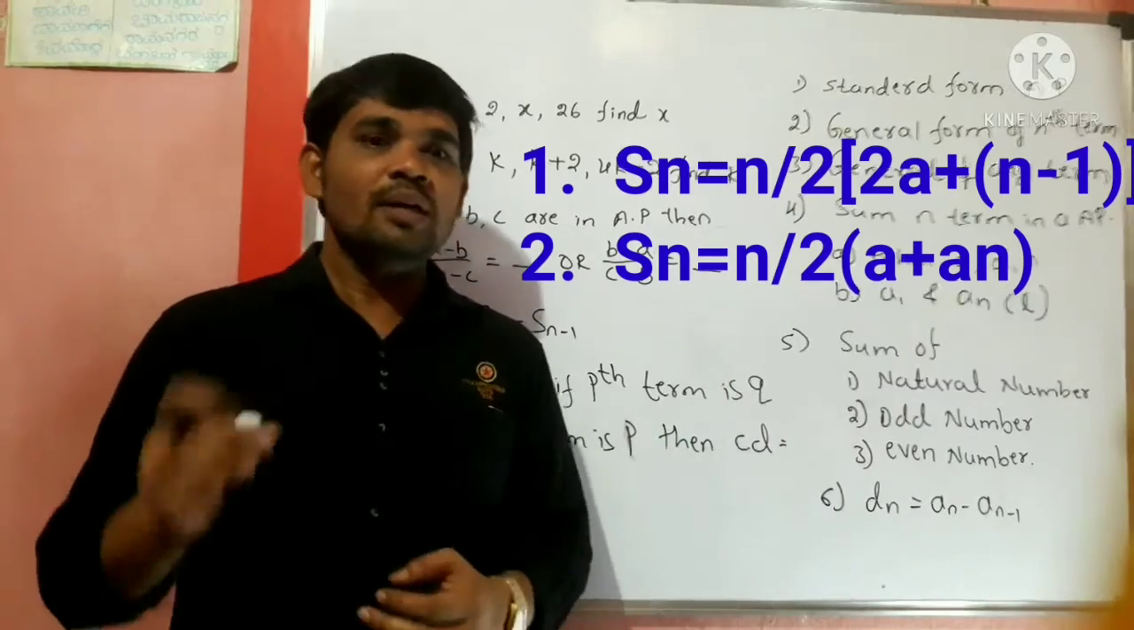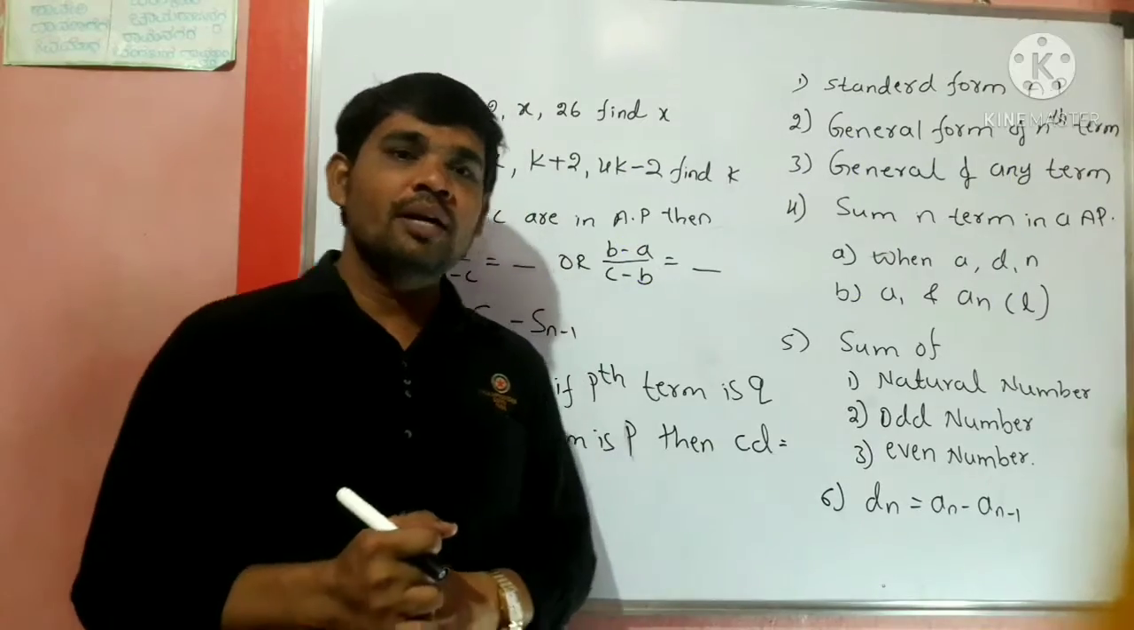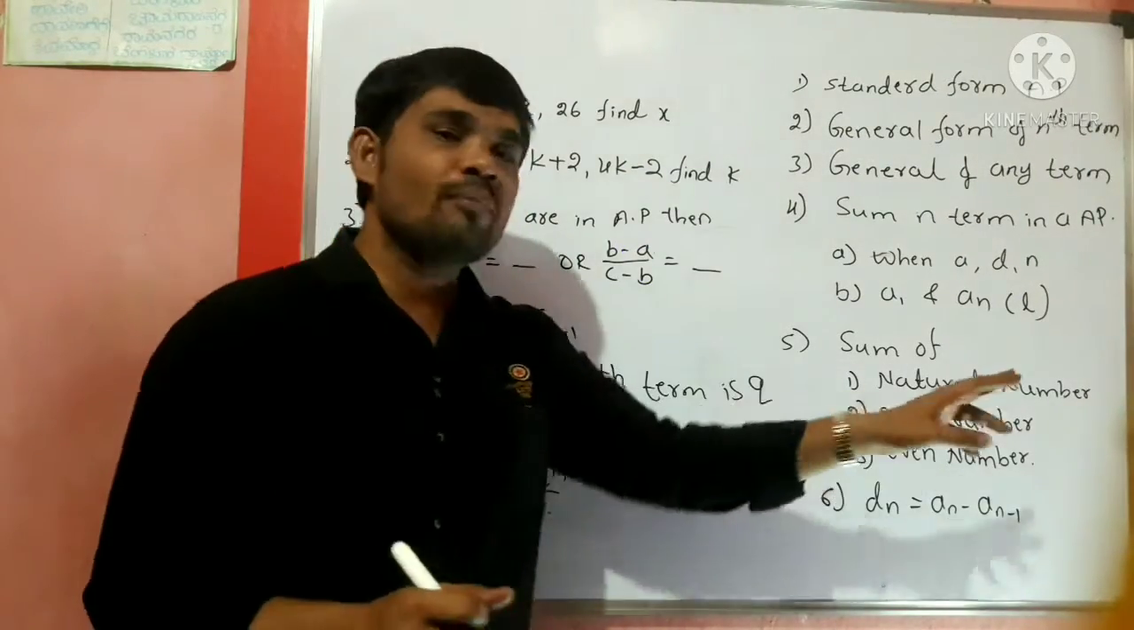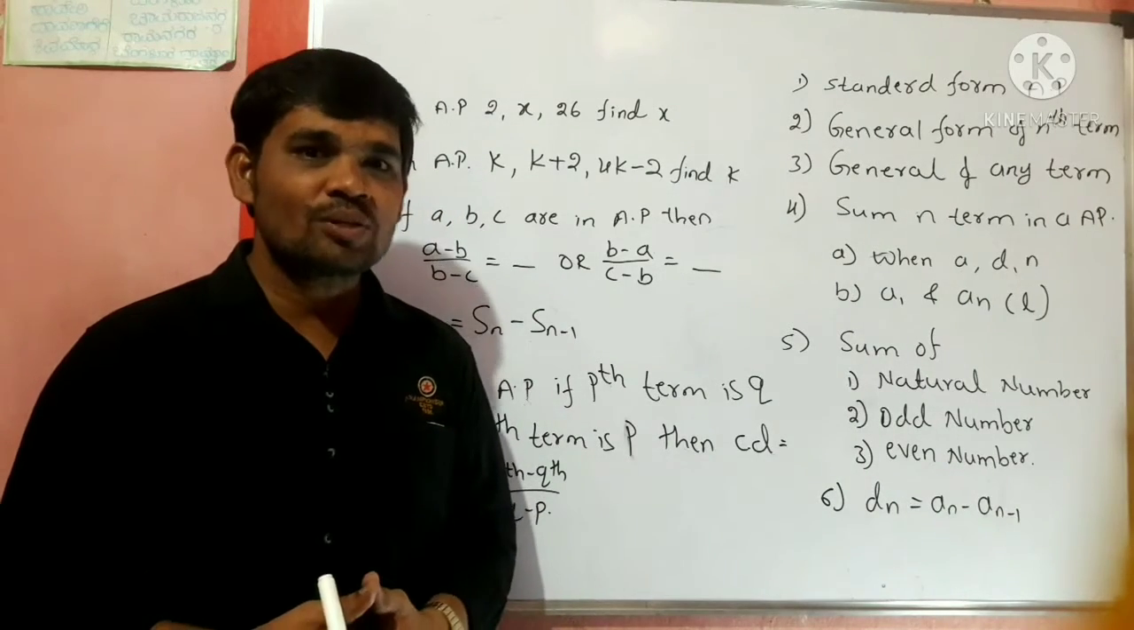And in the sum of AP, 3 more questions they will ask in your exam, which may be 1 mark or multiple choice questions, that is, natural numbers. You already know that natural numbers also form an arithmetic progression.